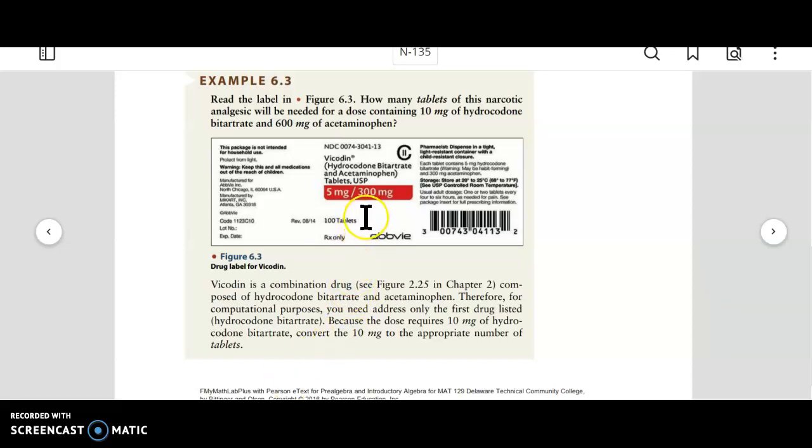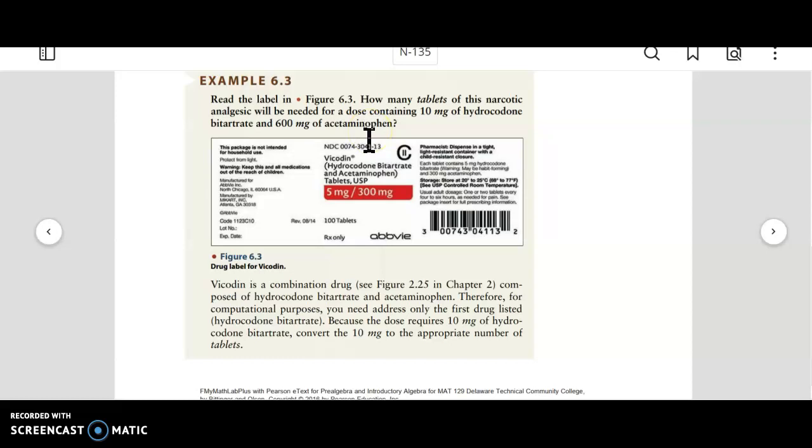If we look at the label, the name of the drug is Vicodin, and it consists of hydrocodone and acetaminophen. The slash in between the two different dosages means that in each tablet there are 5 milligrams of hydrocodone and 300 milligrams of acetaminophen. The order asks how many tablets of this narcotic analgesic will be needed for a dose containing 10 milligrams of hydrocodone and 600 milligrams of acetaminophen.